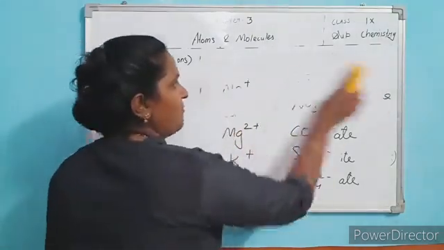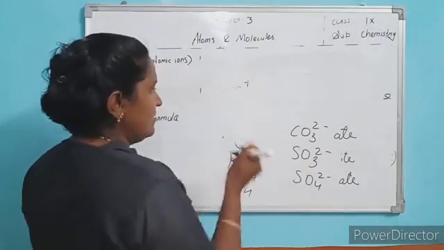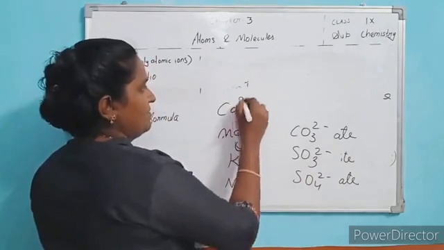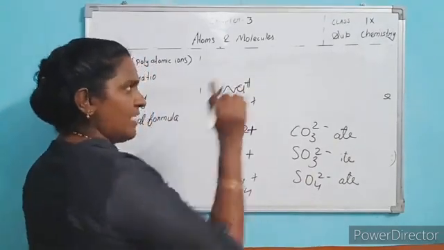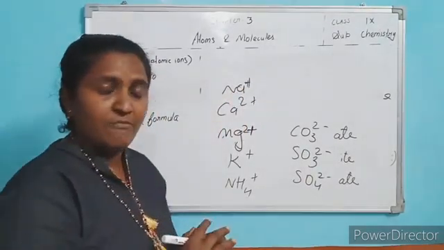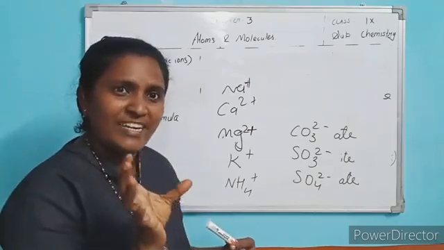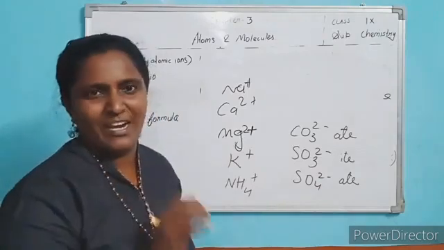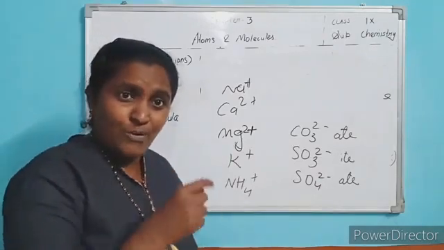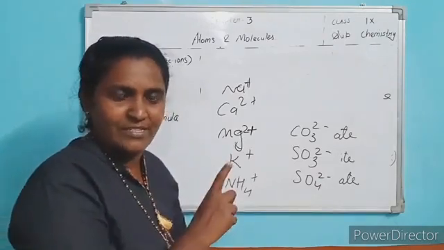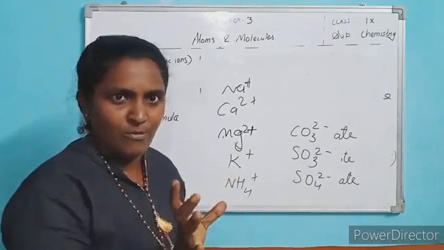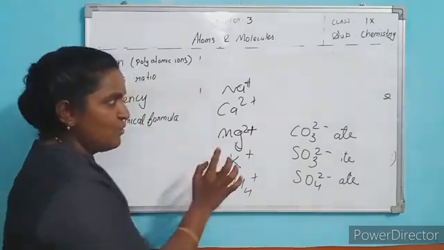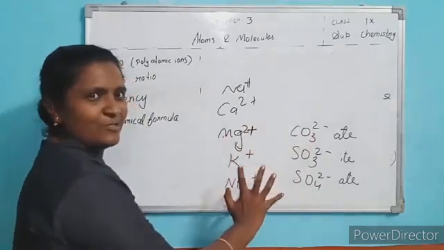Now we will write some formulas based on this. Okay, now what is a chemical formula? A chemical formula is the symbolic representation of a compound. By using symbols, we write the compound name. It is the symbolic representation of elements that form a compound. To write the compound name, we use these symbols.